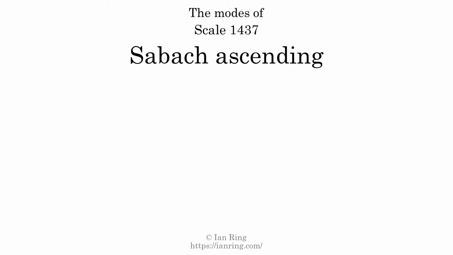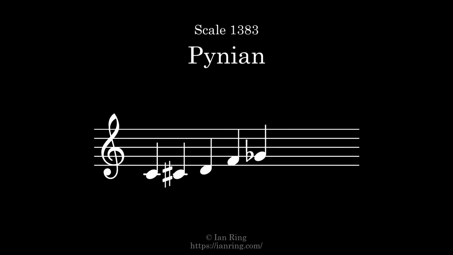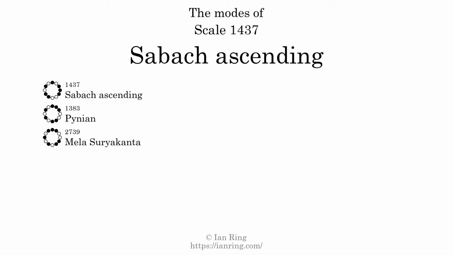This scale has 7 modes. The first mode is itself. The second mode is scale 1383, also known as Pinean. It sounds like this. The third mode is scale 2739, also known as Melisseria Cantor. It sounds like this.